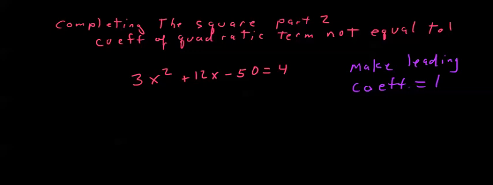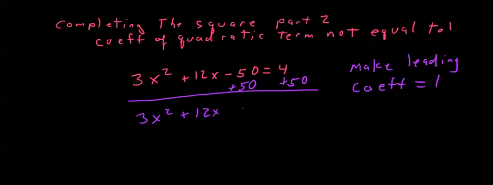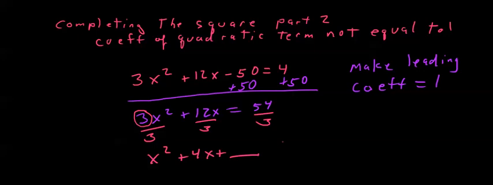Exact same thing we did yesterday, but we just have one extra step. Also, we have to move this 50. We have to get it in the proper form. 3x squared plus 12x equals 54. We want this to be a 1 here. So we divide by 3. We divide everything by 3. And we get x squared plus 4x plus something equals 18 plus something.